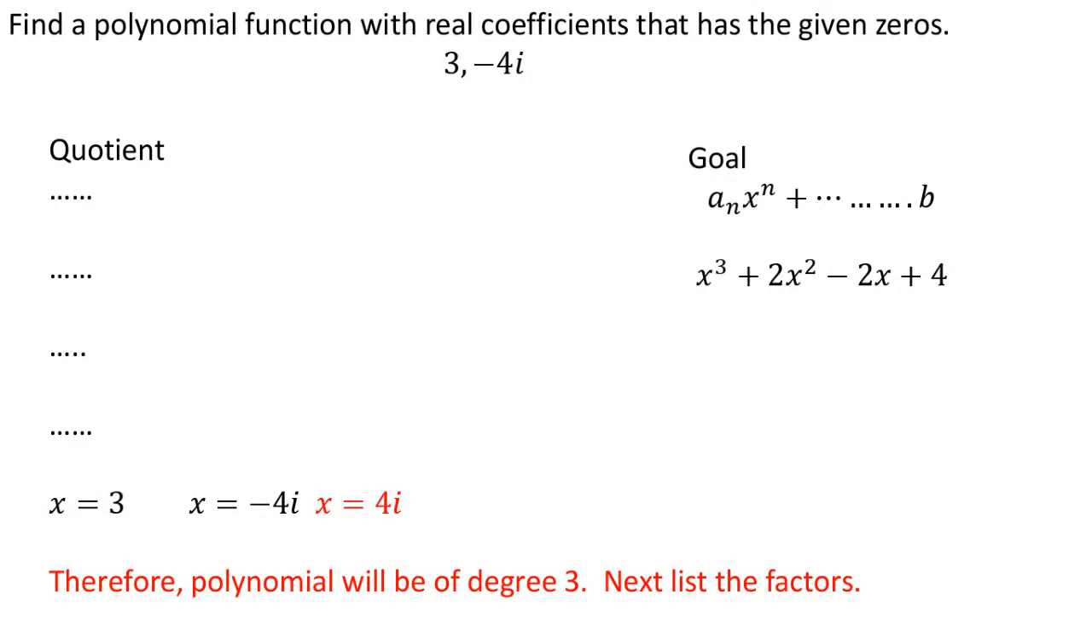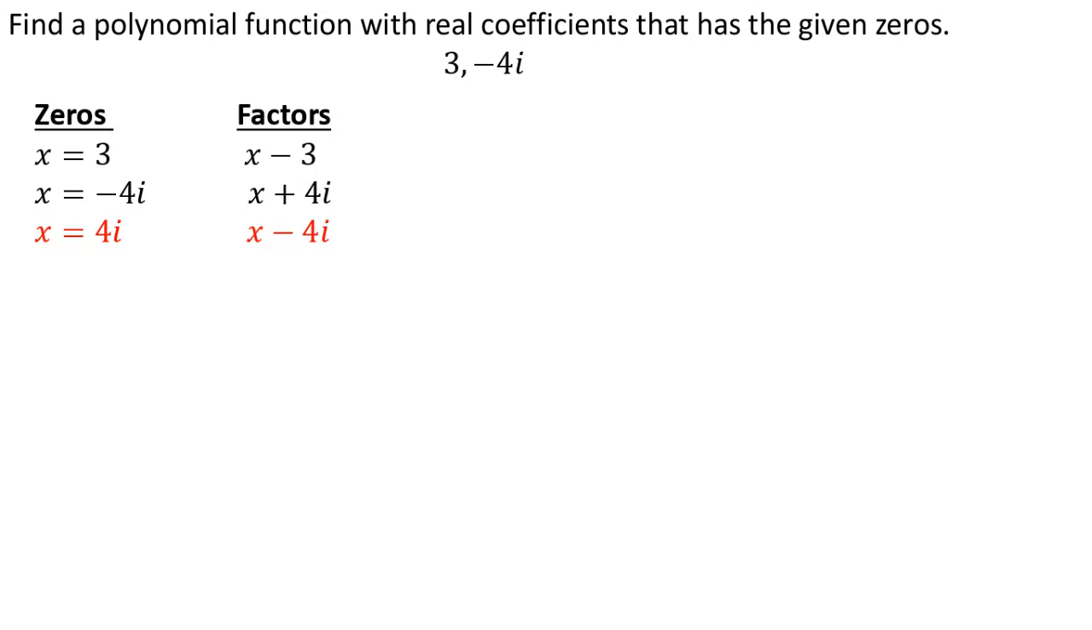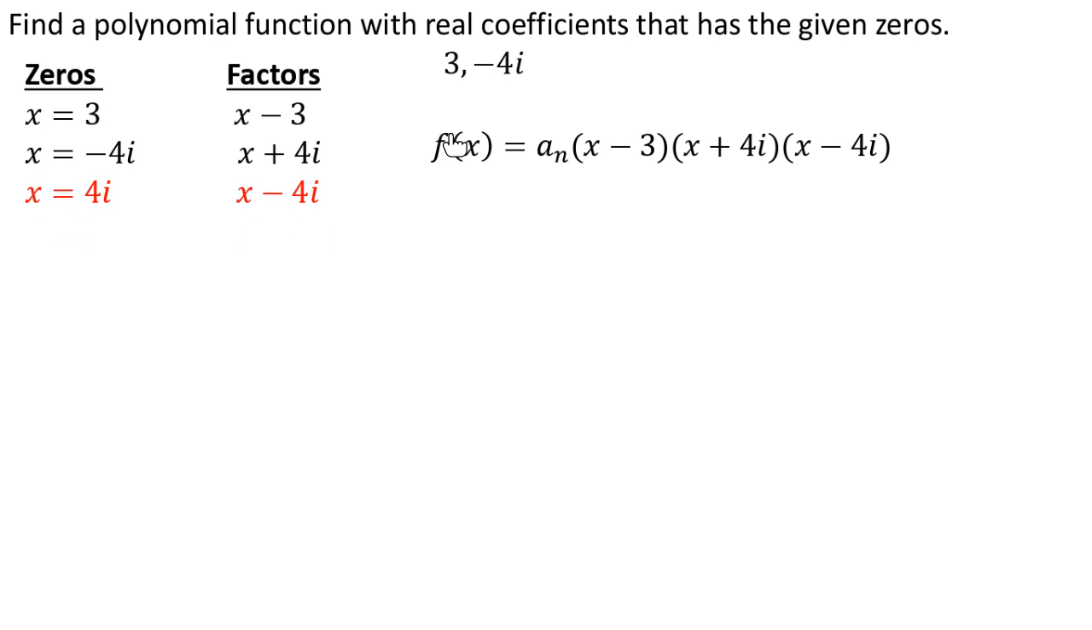Okay. So the next step is to list the factors. Our factors are going to be x minus 3, then x plus 4i, and x minus 4i. Then you want to put your function f of x equal to some number. We don't know what that number is. And then you're going to list your 3 factors.